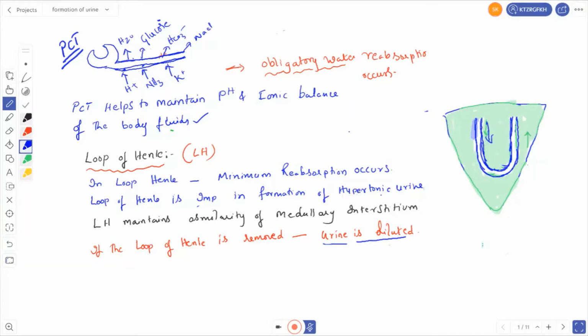This one is the descending limb and this one is the ascending limb. From the descending limb, water is reabsorbed into the medullary interstitium. From here the water enters into the blood circulation. These are the blood vessels. Then from here the NaCl is reabsorbed into the medullary interstitium. But this NaCl enters into the blood vessel called the vasa recta. Again from the vasa recta it will come to here. We'll explain that in the countercurrent mechanism. So if the loop of Henle is removed, urine will get more diluted.